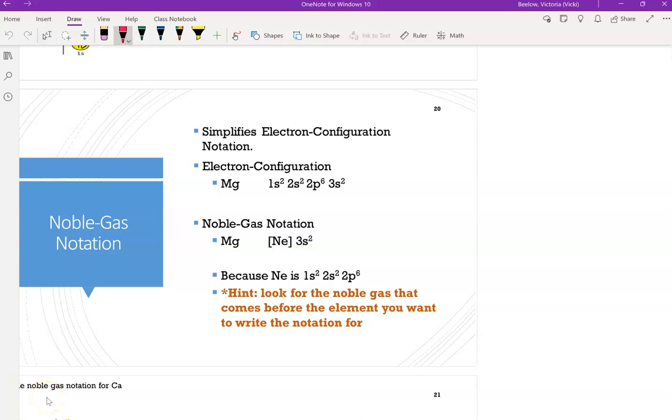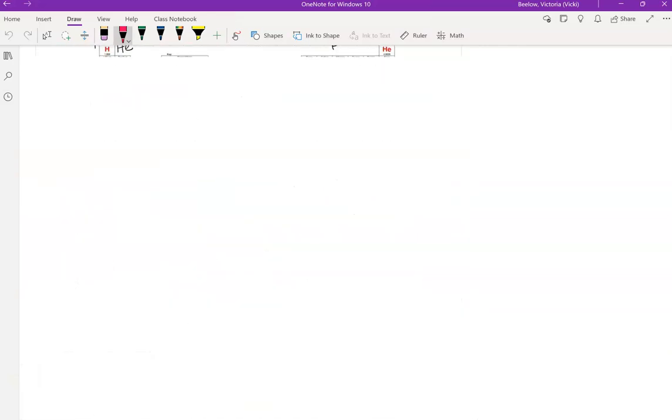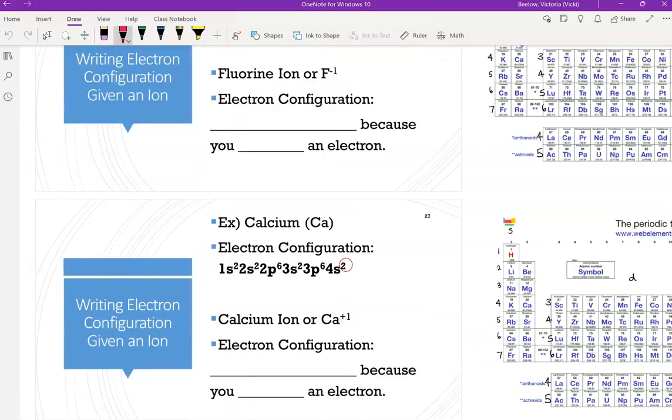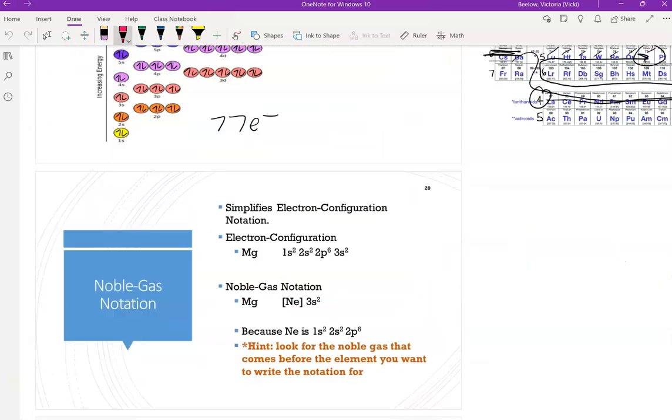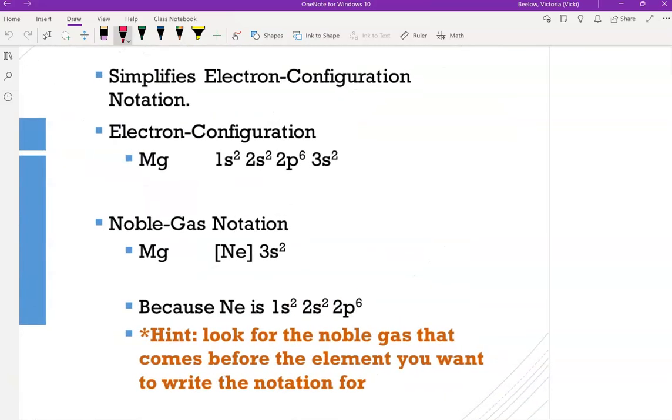In this video I'm going to be going over noble gas notation, how to identify an element given the electron configuration, and ion electron configurations. So first thing, the noble gas notation is just like a regular electron configuration, but it's a shortcut or a shorthand version.